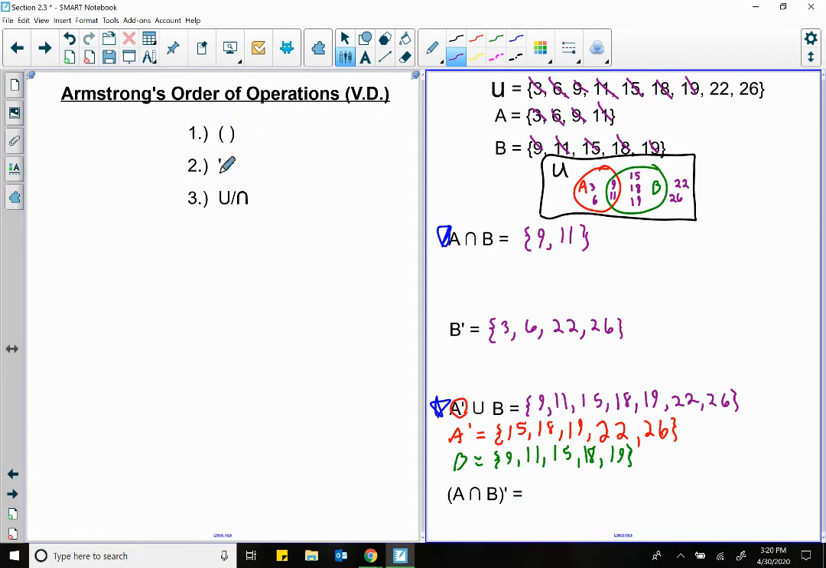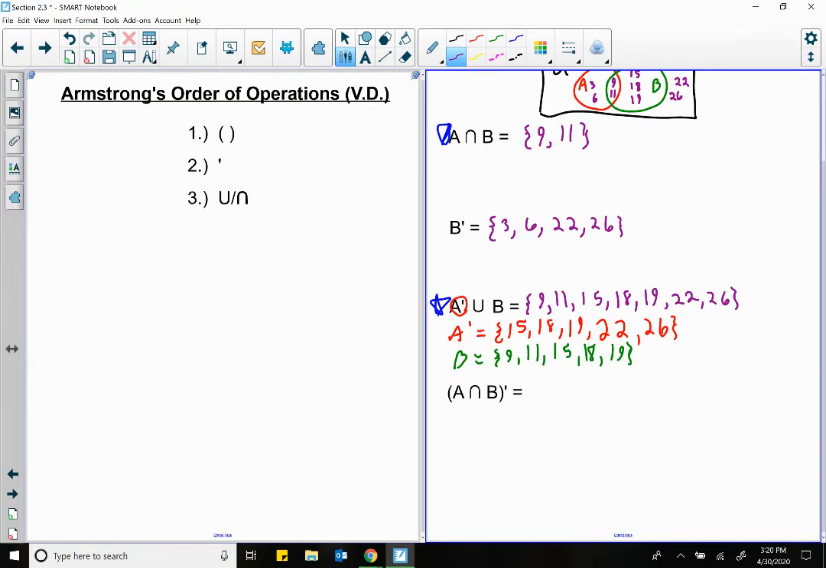So do we have a union and an intersection? Absolutely. They want the intersection of A and B. If I write down the intersection of A and B, we already know that answer. We did that right here. Remember, intersection just means what do they have in common? So the intersection of A and B is 9 and 11.